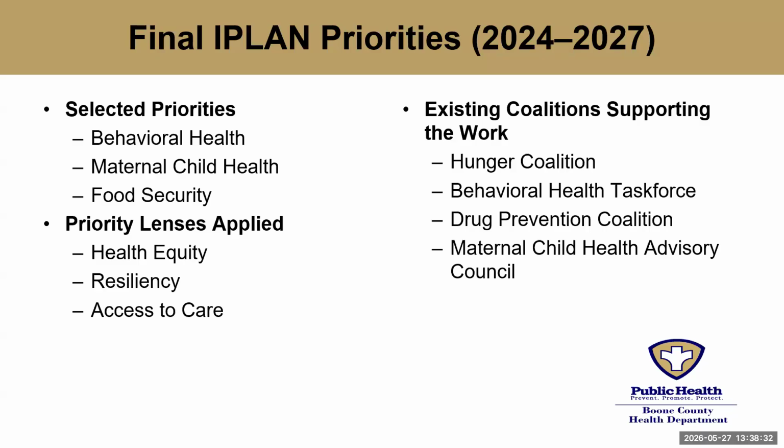And we have some existing coalitions that are working on these areas in our community anyway. So we were able to roll those 3 health priorities into these 4 groups and then use the themes or the lenses as those cross-cutting factors across all of the priorities. Next slide, or maybe that was the last slide.